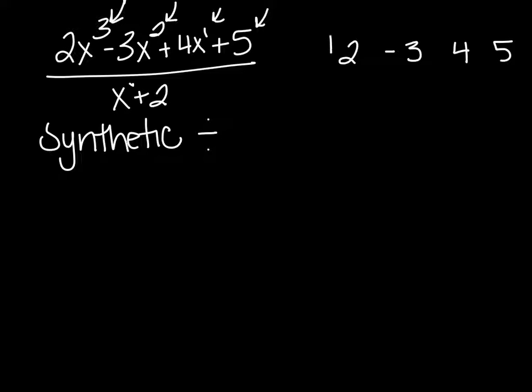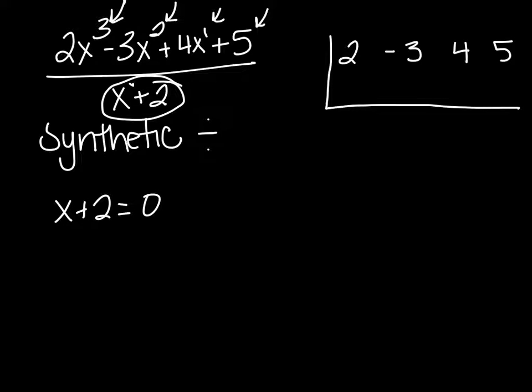In synthetic division, I divide, but I leave a space in there. And I'm going to divide by the zero of this. The divisor is x plus 2. So if I solve x plus 2, I would get x equals -2. So I'm going to put -2 right here. And here's how we do synthetic division.